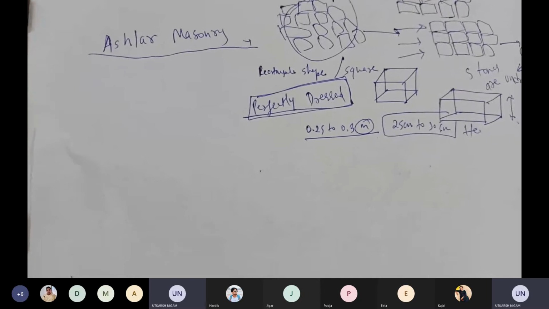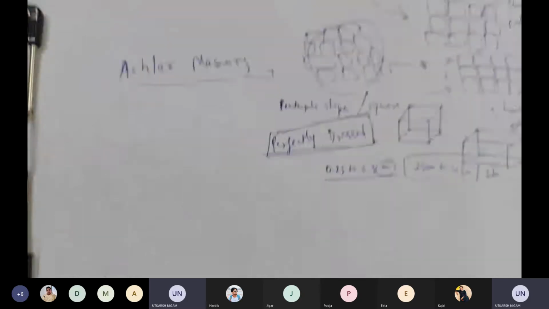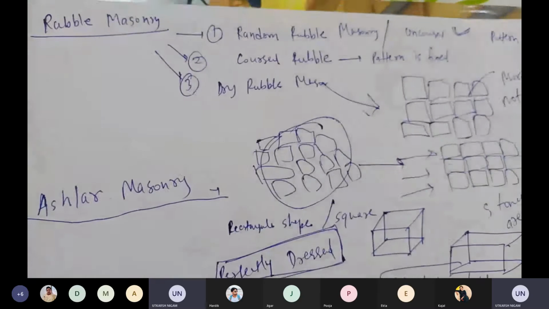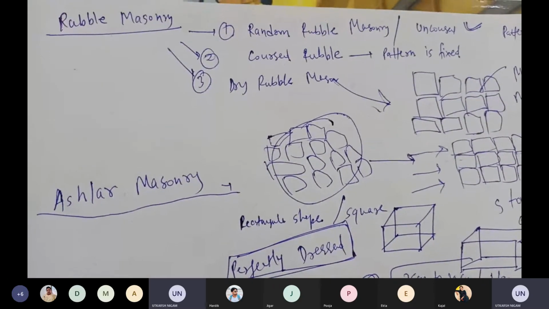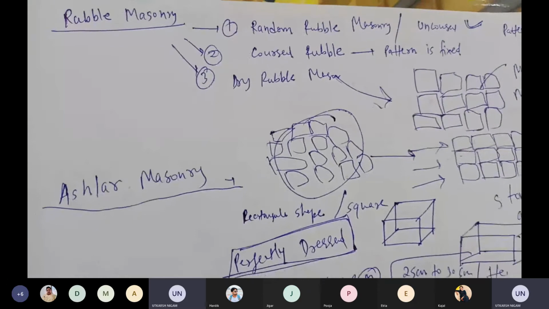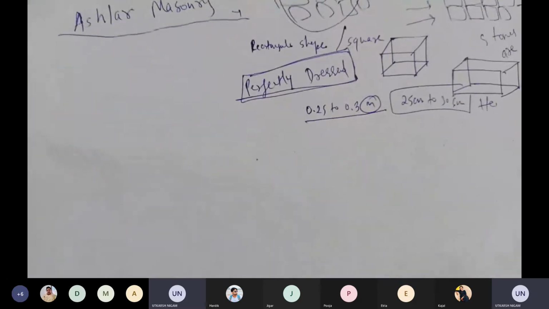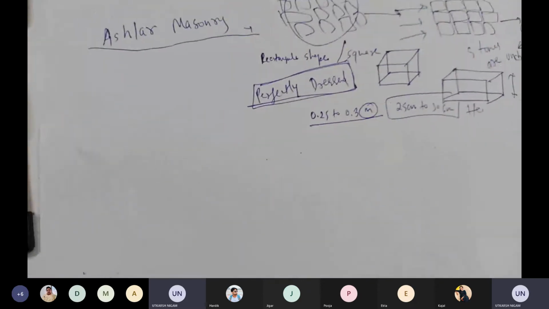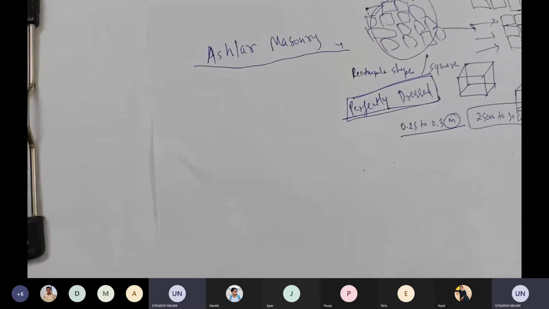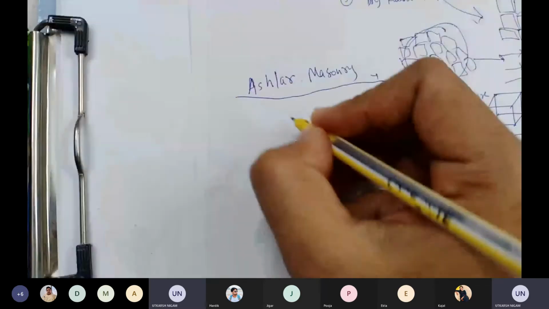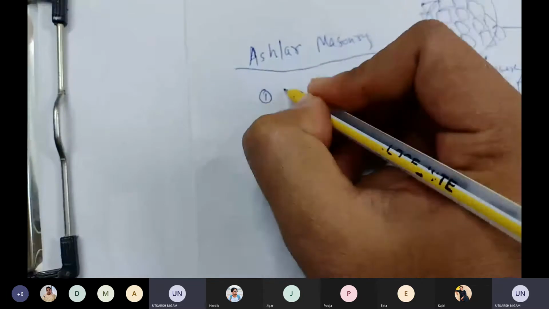Now, what are the different classes? Same as rubble masonry, which has three types: random rubble masonry, coursed rubble masonry, and dry rubble masonry. Similarly, ashlar masonry also has a classification. How is it classified? Number one, ashlar fine.